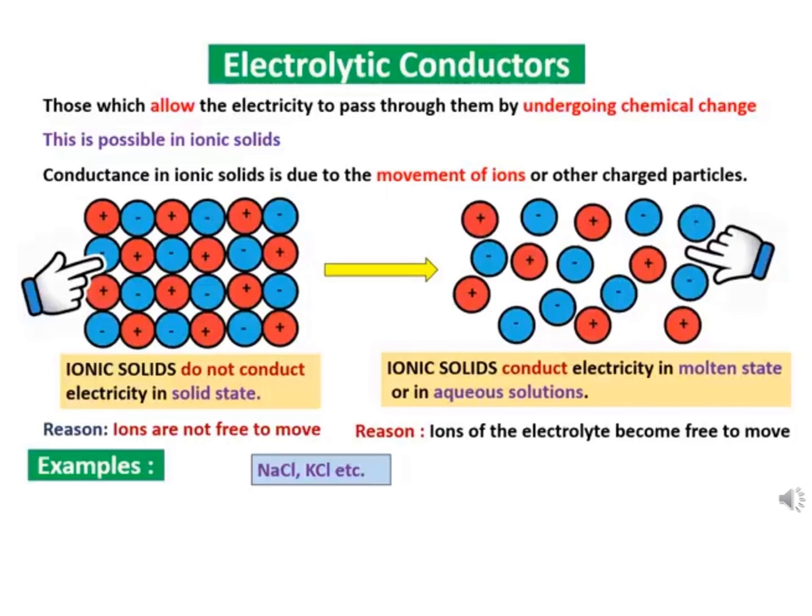For example, on the left side you can see crystals or solid material of sodium chloride. It cannot conduct electricity because it is in packed form, and the charge cannot move freely. But when you make a solution of that sodium chloride, it converts into ions and electricity can pass through them. So they are known as electrolytes or electrolytic conductors.